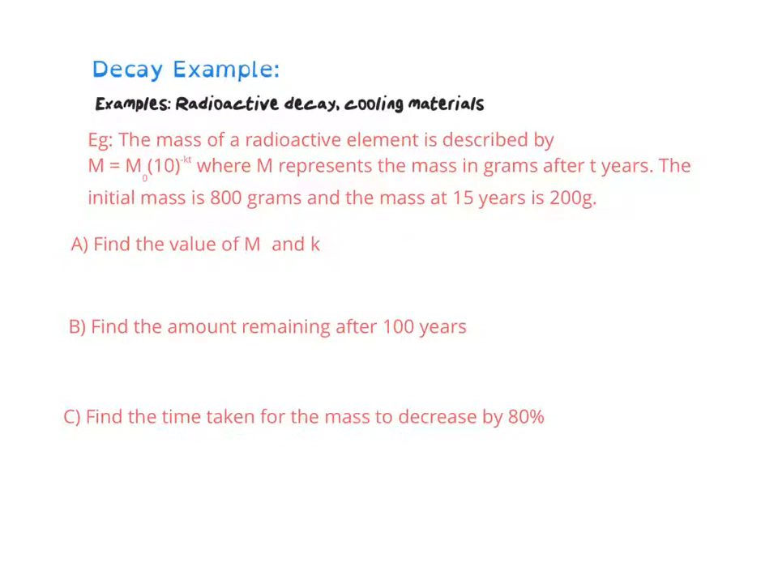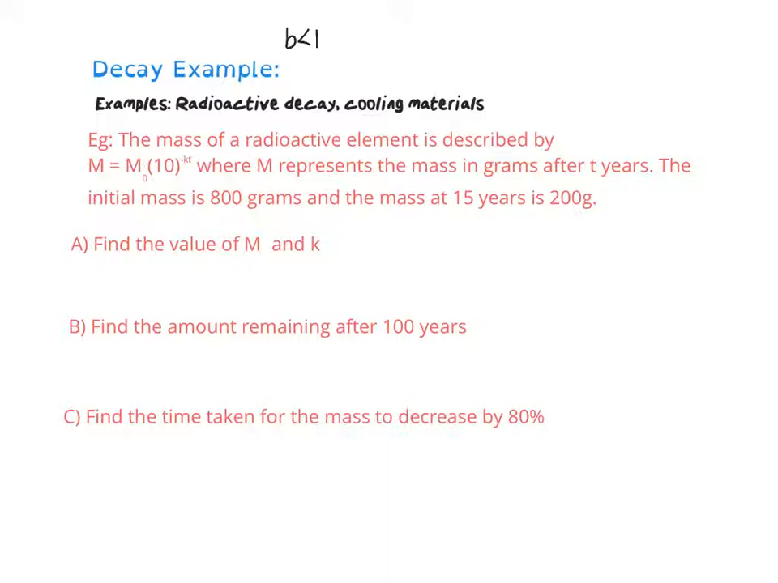Okay, so now we're going to look at a decay example. So that's when your B value is less than 1. Okay, so before it was a growth, wasn't it? Because it was timesing by 2. All right. The example is radioactive decay, cooling materials. So, I mean, this is why I wrote that there. That's the most common scenario that they can come up with for this. So you're probably going to see this a fair bit.